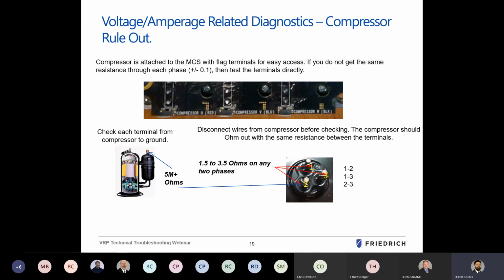And like I said, we're looking for equal across the board with a variance of maybe plus or minus 0.1 ohm. If you do happen to check the wiring and you get something that seems abnormal, at this point you want to go to the compressor itself and probe those pins directly to make sure that you don't have a bad compressor wire.